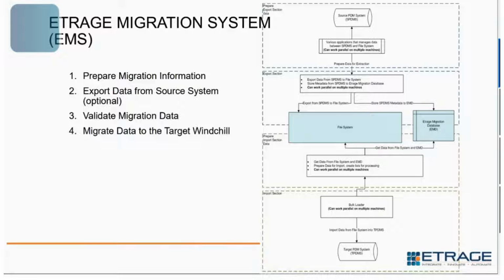In the first phase, like Scott already said, we begin with preparation of the migration information. The second phase is optional, and it depends on how and where objects are stored before we start with migration. That can also be exporting data from the source system to the file system. In some cases we had migrations from Windchill, but other systems can also be supported from our side. The third phase is validation of the migration data. And in the fourth phase, we migrate the data to the target Windchill.